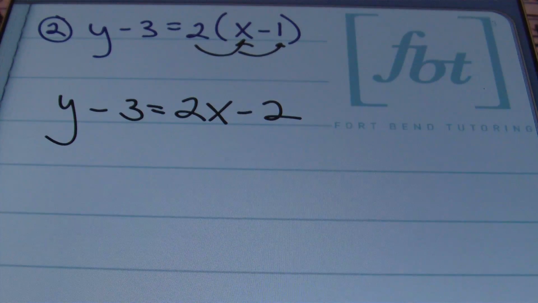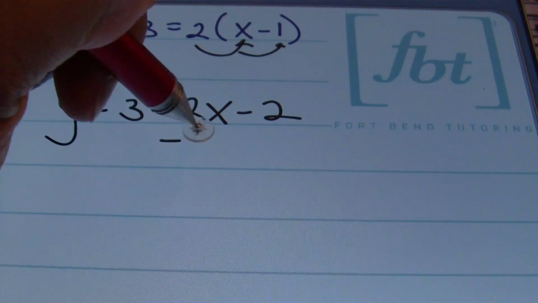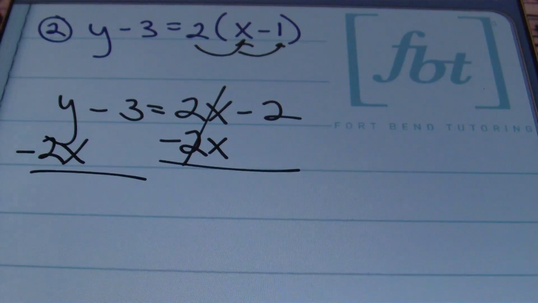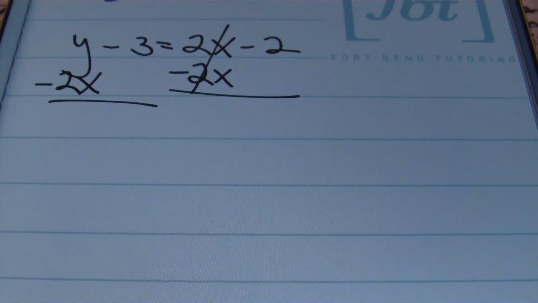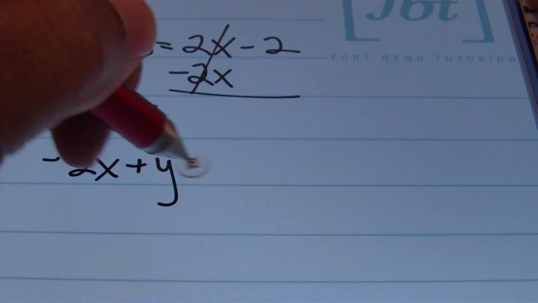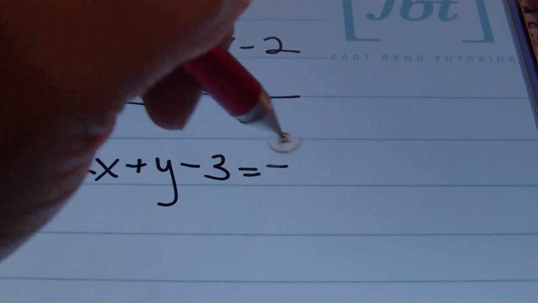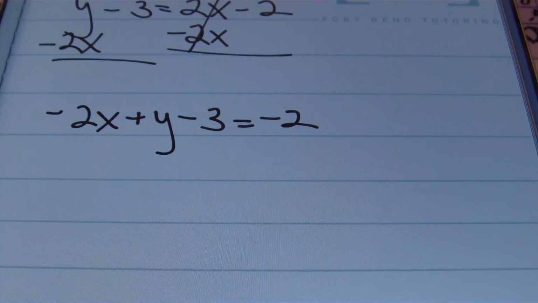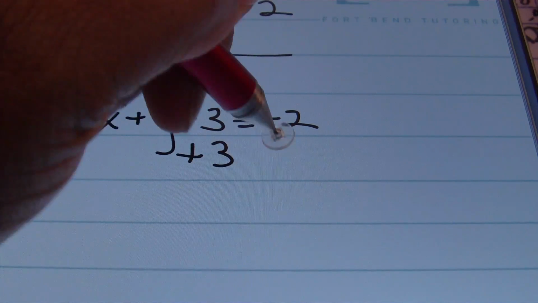So that means that I'll end up with y minus 3 equals 2 times x, which is 2x, and then 2 times negative 1, which will give me negative 2. From here, I want to get all of my x and y terms on one side of the equal sign, and I want all the constants to be on the other side. So I'll start by subtracting 2x from both sides of the equal sign first. That cancels out those 2x's on the right side. I'll be bringing down a negative 2x plus y minus 3, which equals negative 2. From here, I'll be isolating the x and y terms by adding 3 to both sides, like so.